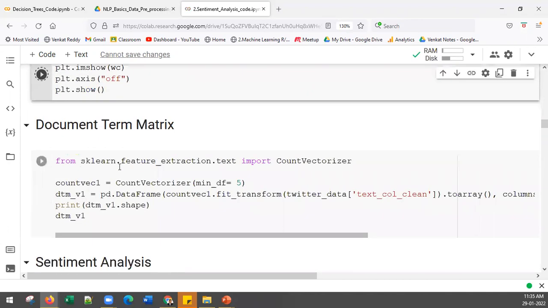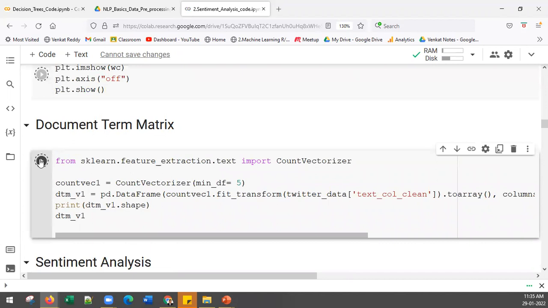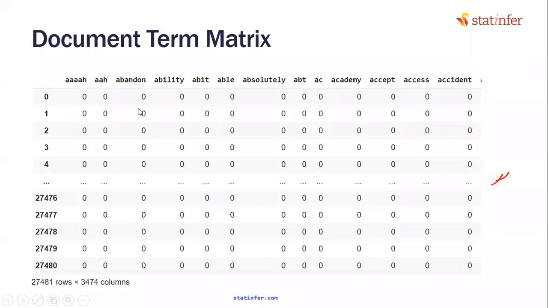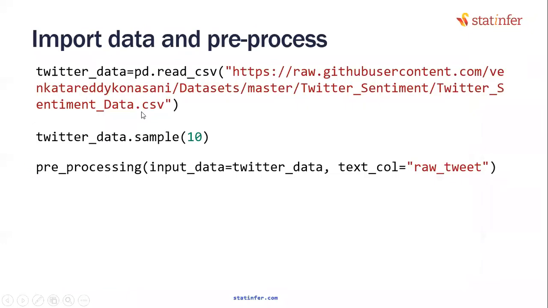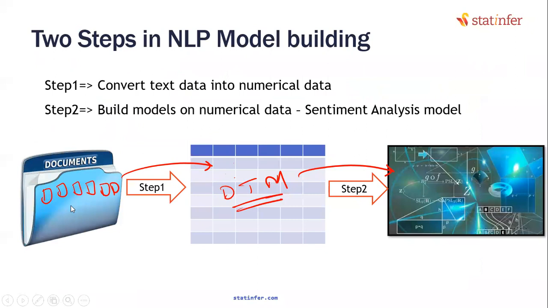After that, create the word cloud. After that, create the document term matrix. So until here, we already discussed. What is it? It is the data preparation phase. So what do we do? We take the data, convert it into document term matrix.